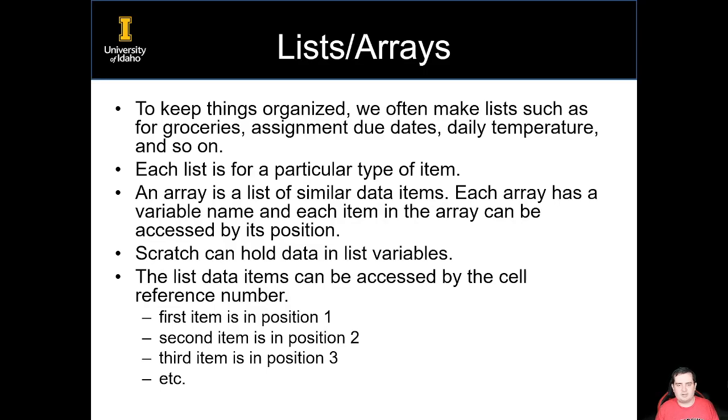The list data items can be accessed by the cell reference number. In Scratch, and also in Microsoft Excel and Sheets and a couple other programs like that, the first item is in position 1, the second item is in position 2, the third in position 3. It kind of makes sense. The reason I brought this up is that a lot of other programming languages use position 0 as their first position. So it's important to note that, depending on your language, the first thing might be at 0 or it might be at 1, and it actually is important to recognize.